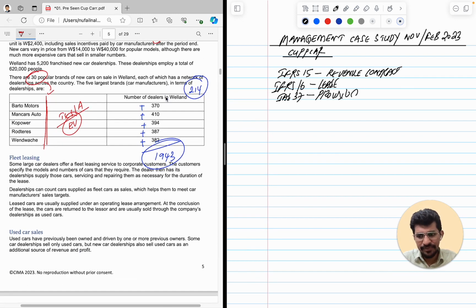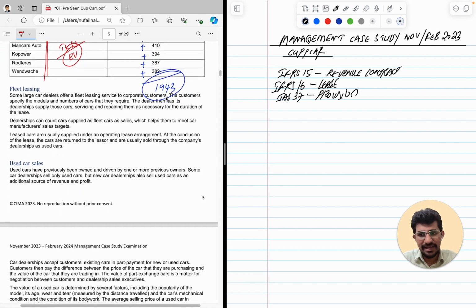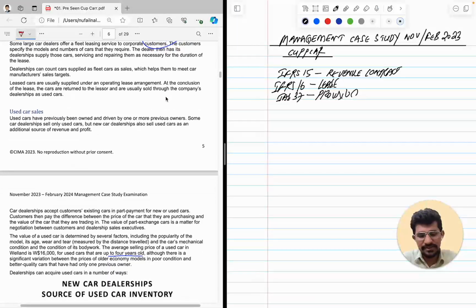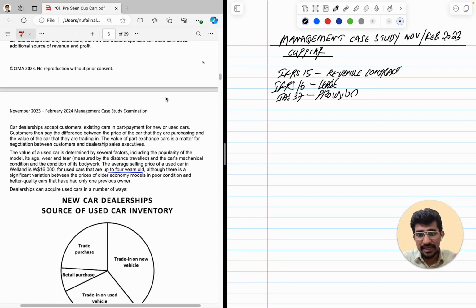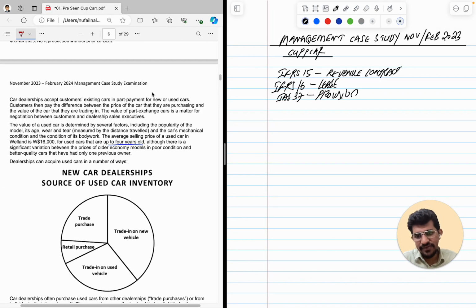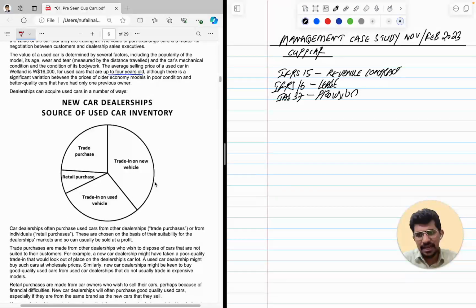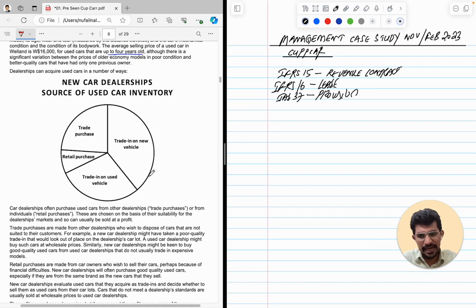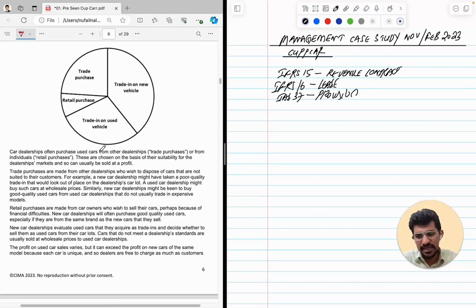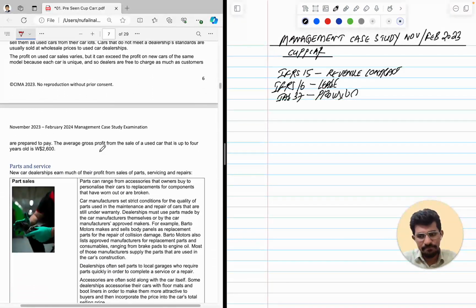That is important. And fleet leasing, students, you can lease out the vehicles on an operating lease. Used cars also, you can sell at a higher price because a second-hand market value is there. And 4 years is the time period. Keep that in mind. And this is the information on how used cars are handled: trade purchase, trade in a new vehicle, trade in a used vehicle, and retail price. You can just go through this segmental data.